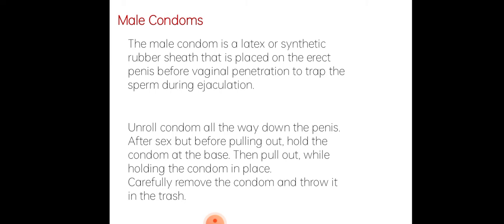Male condoms. The male condom is a latex or synthetic rubber sheath that is placed on an erect penis before vaginal penetration to trap the sperm during ejaculation. Unroll the condom all the way down the penis. After sex, but before the penis goes soft, hold the condom at the base, then pull out while holding the condom in place. Carefully remove the condom and throw it in the trash.